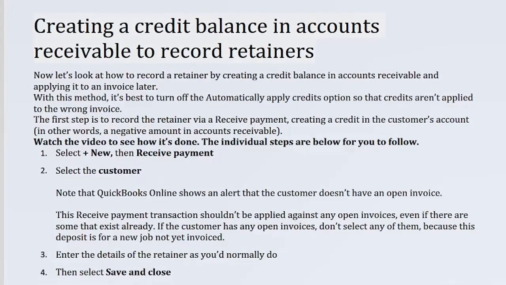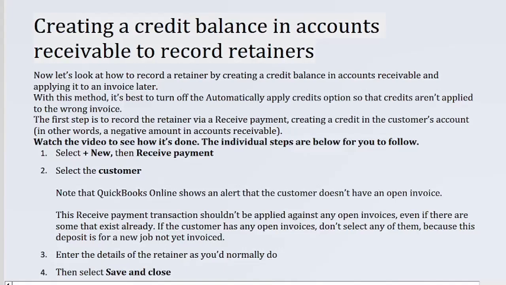Now let's look at how to record a retainer by creating a credit balance in accounts receivable and applying it to an invoice later. With this method, it's best to turn off the Automatically Apply Credits option so that credits aren't applied to the wrong invoice. The first step is to record the retainer via receive payment, creating a credit in the customer's account, in other words, a negative amount in accounts receivable.